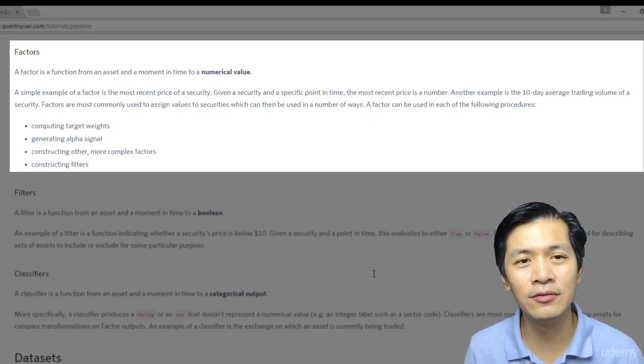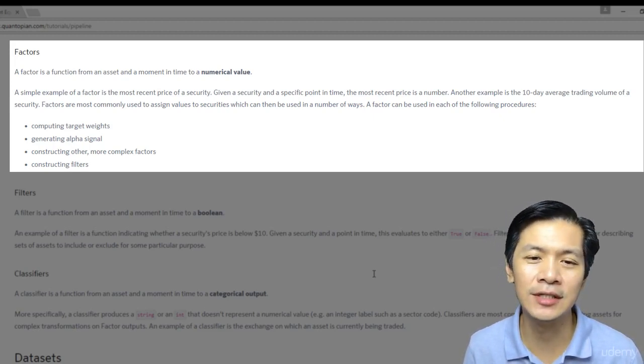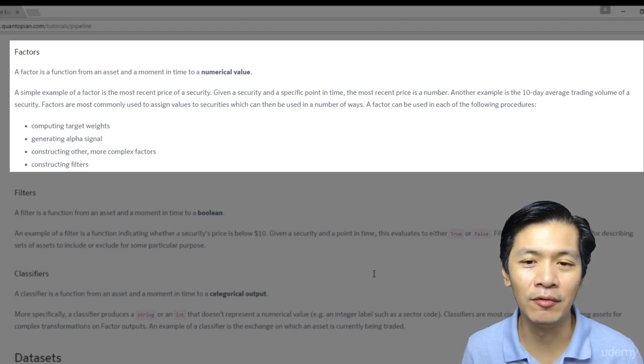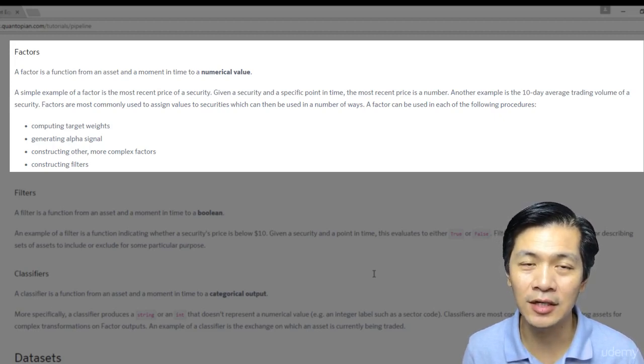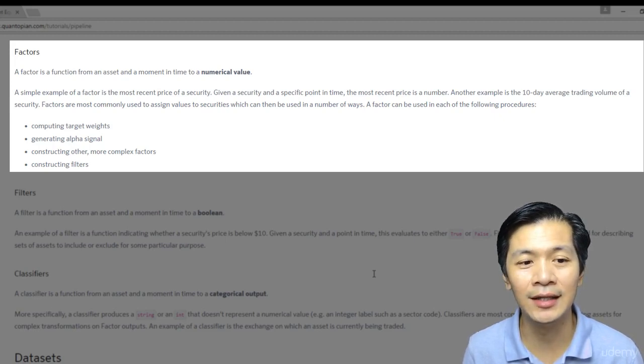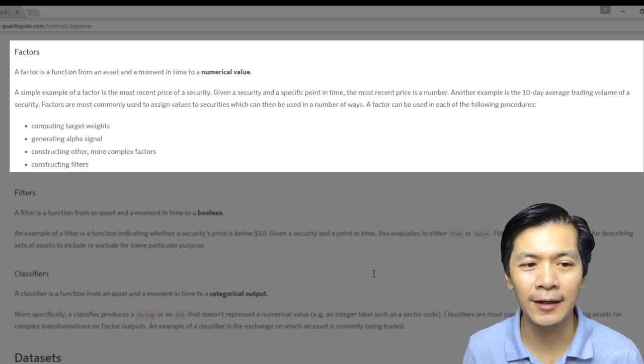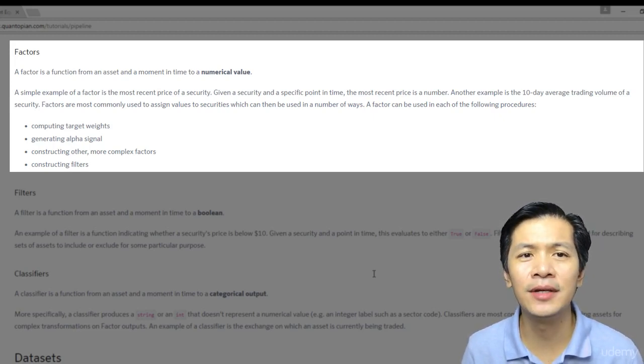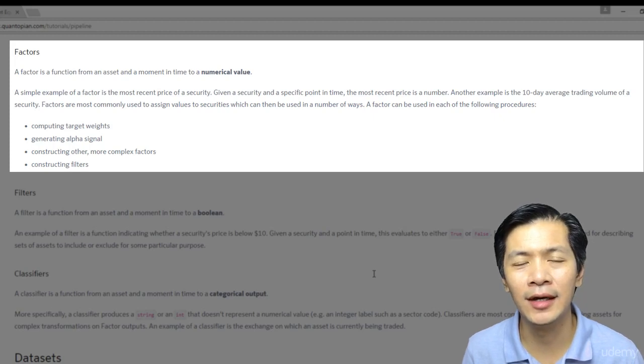Factors are most commonly used to assign values to securities that can be used in a number of ways. And the factors can be used in each of the following procedures. You can use it to compute target weights, generate alpha signals, construct other more complex factors, or construct filters. Now, these are a little bit abstract right now. As we go into the other tutorials, you will be able to get a better grasp of it.